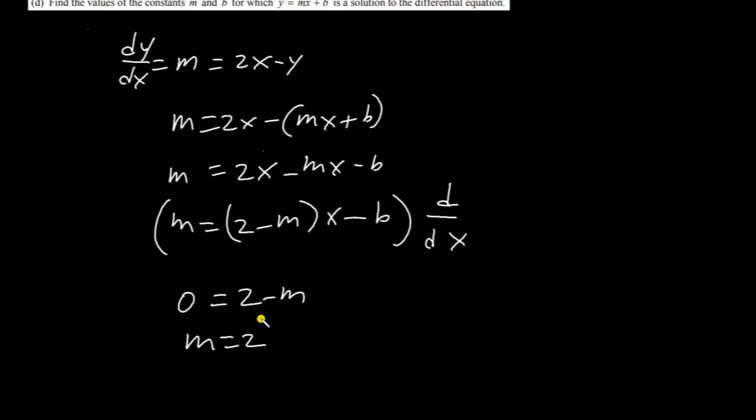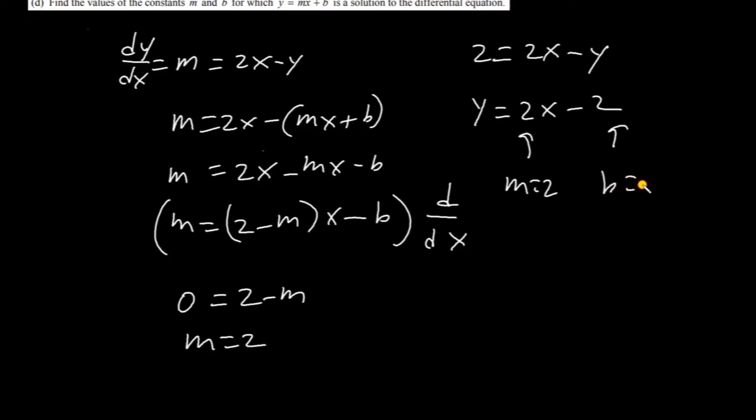Okay, so all we have to do now is figure out b, and thankfully, finding b is a lot easier than figuring out m. We know the solution is going to be in the form y equals mx plus b, so I can plug 2 back in for m, and I'll get 2 equals 2x minus y. If I solve it to get it in the form y equals mx plus b, I'll add the y and subtract the 2, and I'll get y equals 2x minus 2. You can clearly see in this situation, m equals 2 and b equals negative 2. Those are the answers for m and b.